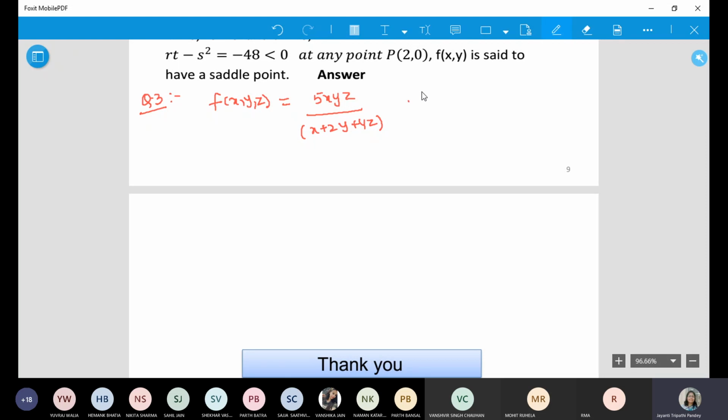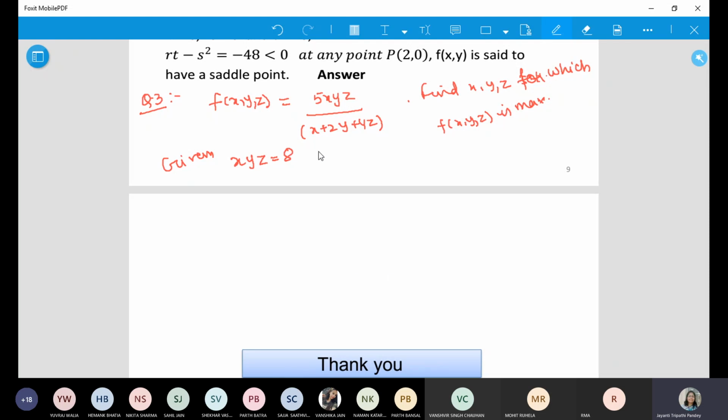Find x, y, z for which f(x,y,z) is maximum, given that xyz is equal to 8. Now what is the catch here? Though the question is given in 3 variables, you have got a condition to reduce it to 2 variables.